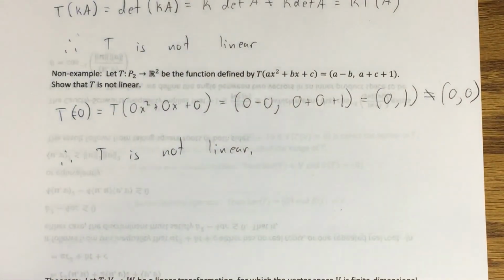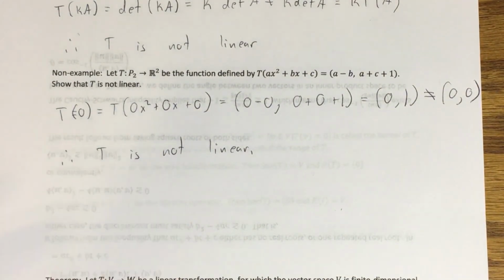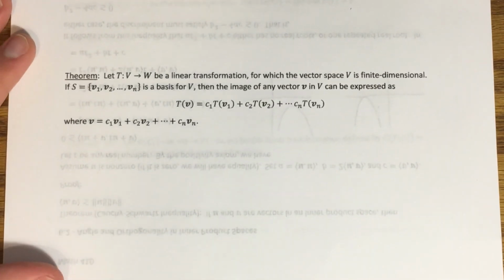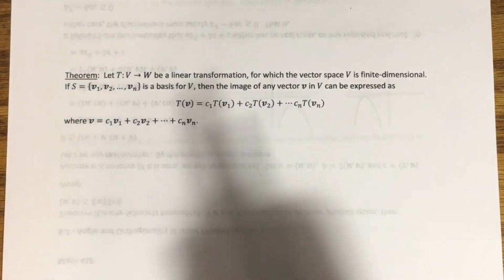Again, we didn't have to use that approach. You could have tried to show that one of the defining properties of linear transformations doesn't actually hold, but this ends up making it a little easier, it turns out. All right. This theorem down here, this is a really important one. It's going to matter in later sections as well.